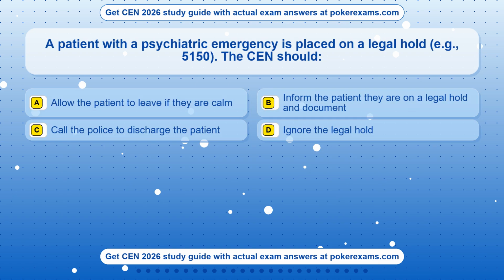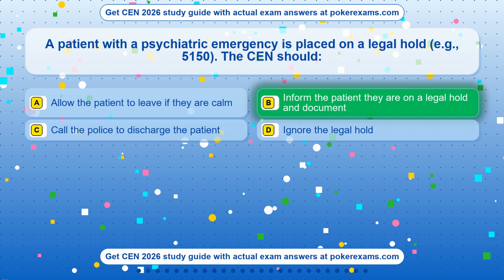Question 7. A patient with a psychiatric emergency is placed on a legal hold, e.g., 5150. The CEN should: Option A. Allow the patient to leave if they are calm. Option B. Inform the patient they are on a legal hold and document. Option C. Call the police to discharge the patient. Option D. Ignore the legal hold. The correct answer is option B.